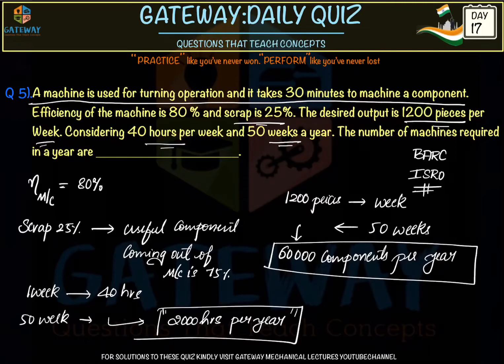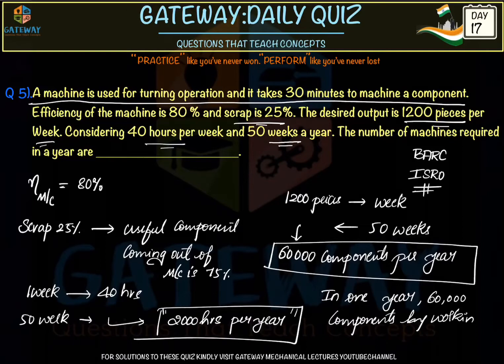Keep this also in a box. So our main aim is, in 1 year we need to produce 60,000 components by working for 2000 hours. I'm sorry, it is not years, 2000 hours. Okay, in 1 year we have to produce 60,000 components and we should be working for 2000 hours. This you keep in mind. Okay, this is our target. 60,000 components we have to produce and we need to work for 2000 hours.